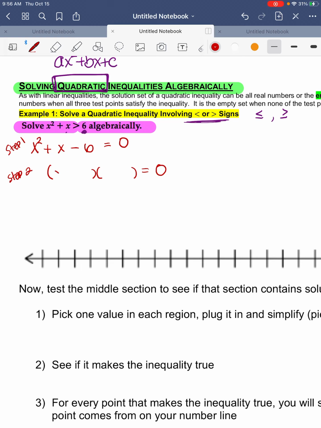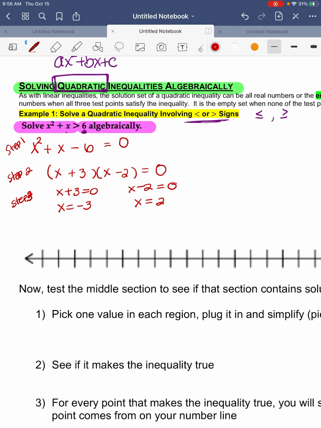To factor, remember, we need to find numbers that give you negative 6 when you multiply and positive 1 when you add them. Those numbers are positive 3 and negative 2. I'm not doing anything new, something that we covered already. Step 3, set x plus 3 equals 0 and set x minus 2 equals 0, which is what we covered yesterday. From here, x equals negative 3, and from here, x equals 2.